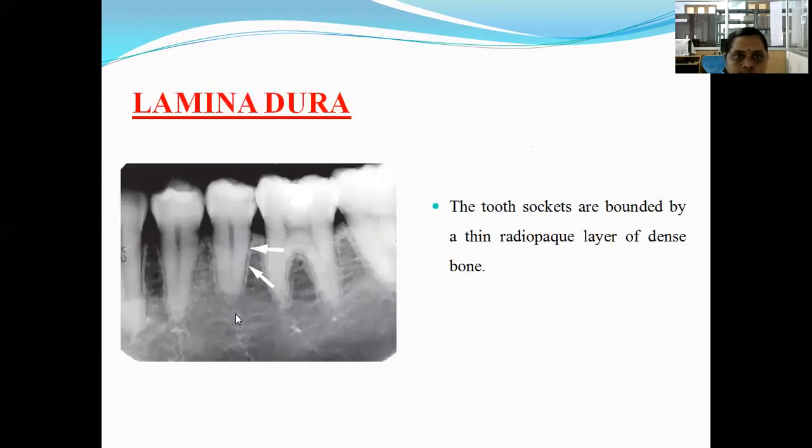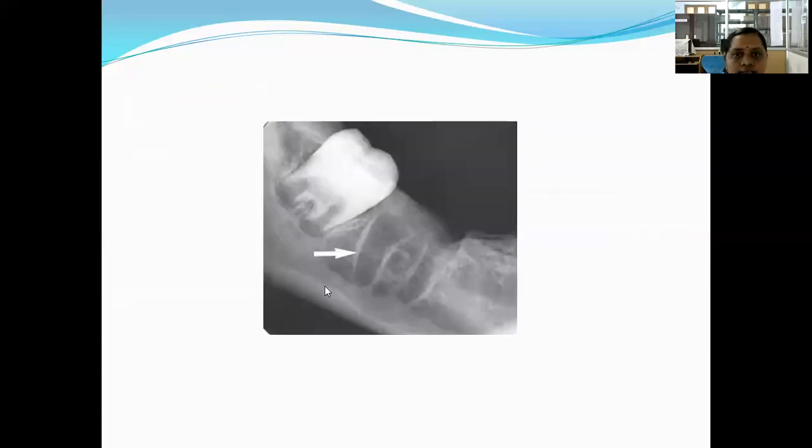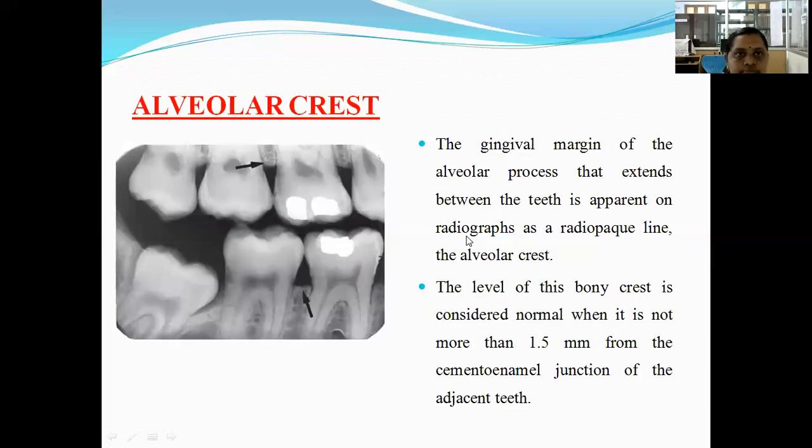Next is lamina dura. The tooth sockets are bounded by a thin radiopaque layer of dense bone which is called the lamina dura. This white line which is seen around the root is called the lamina dura. This is the lamina dura which is well appreciated in a recently extracted socket.